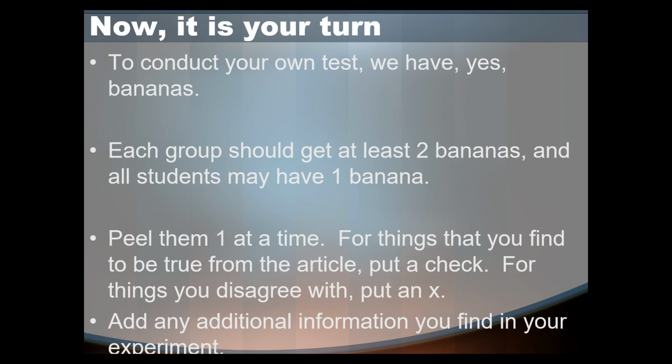And then I want you to use this information to add to the chart that you created. For things you find to be true from the article, put a check. For things you disagree with, put an X. Add any additional information you find in your experiment as well. Maybe you find some costs or some benefits that weren't discussed in the article. That's fine. Add that also.